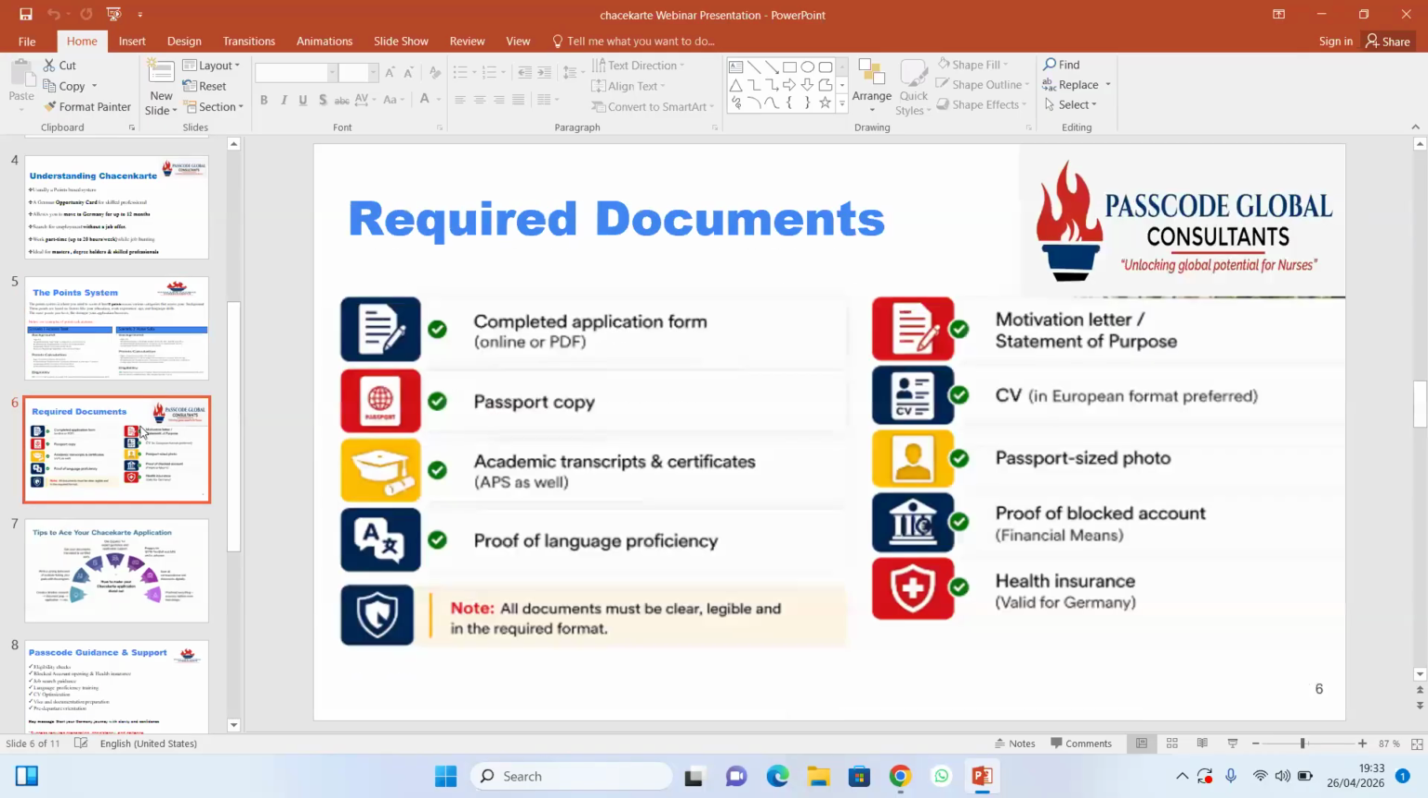Okay, so let's look at the required documents that you need for the job search visa. You'll need a completed application form. We are going to guide you on how to do that, then you send it to us so that we take over. You will need a passport copy. You will need academic transcripts and certificates. You will need proof of language proficiency. What we need for the proof of language proficiency is a certificate for IELTS, if you did IELTS, and a certificate for German language.